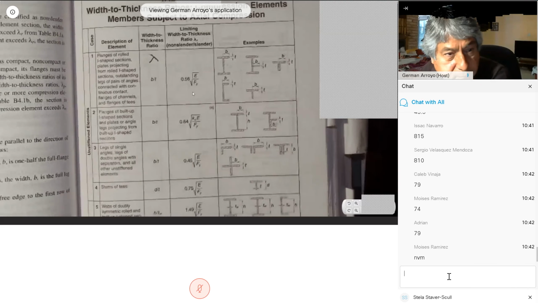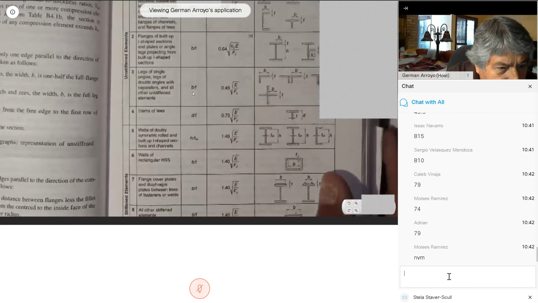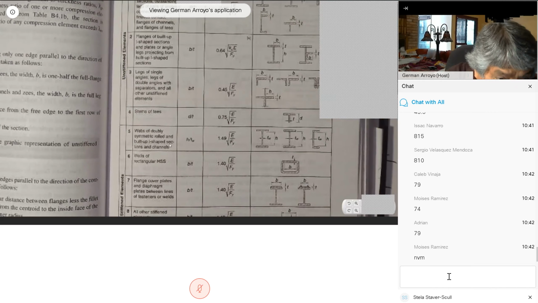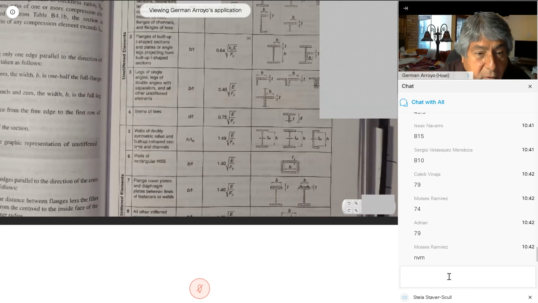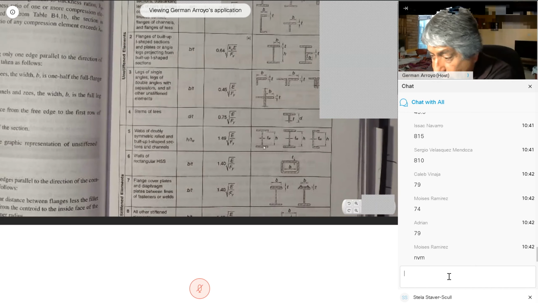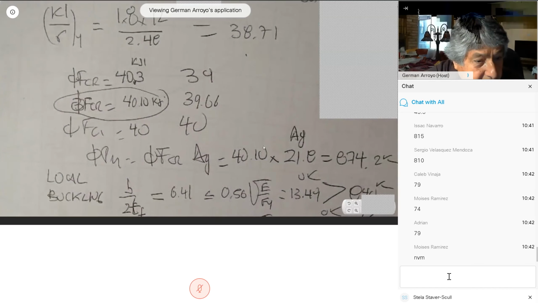And for the web, this is the line that divided the web. It says in here the case: doubly symmetric I-shapes, hot rolled and built up. So this works for both hot rolled and built up. h over tw, that's the lambda, is more than 1.49 root of E over Fy. And this is shown in here. So what I'm doing, I'm checking for local buckling.